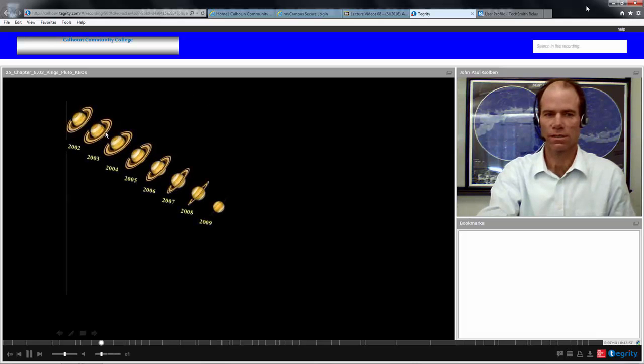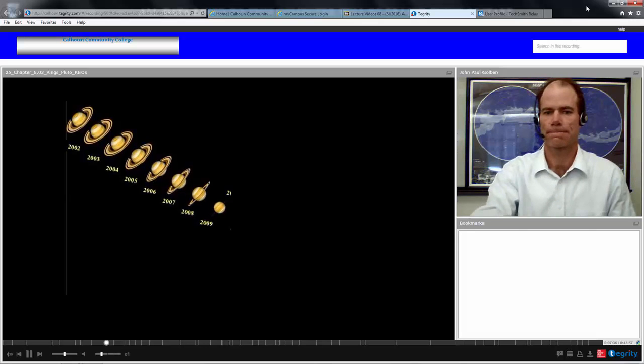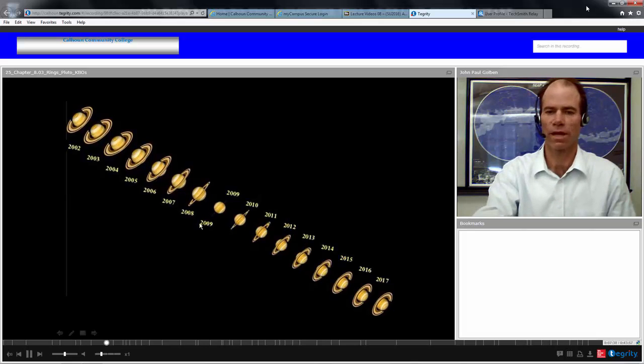Here's a look at Saturn over recent years, from 2002 up to 2009, and we see in the year 2009 Saturn's ring system is edge on to us, and hence would basically make the ring system disappear for that one year of 2009. So that would be what we might call Saturn's equinox with respect to us.